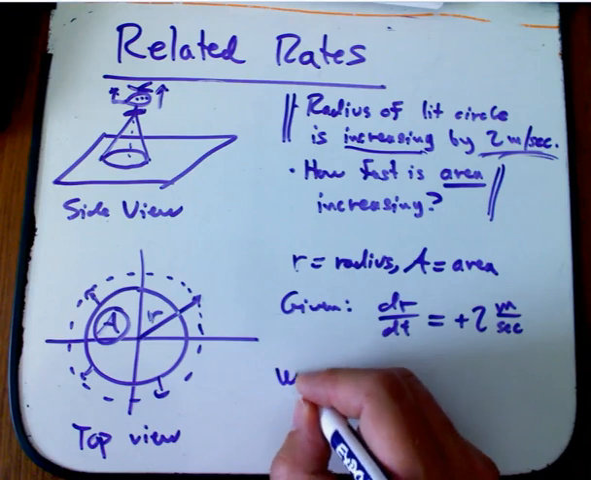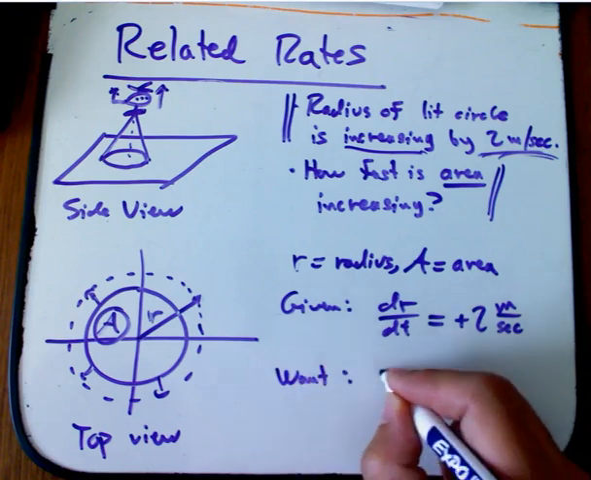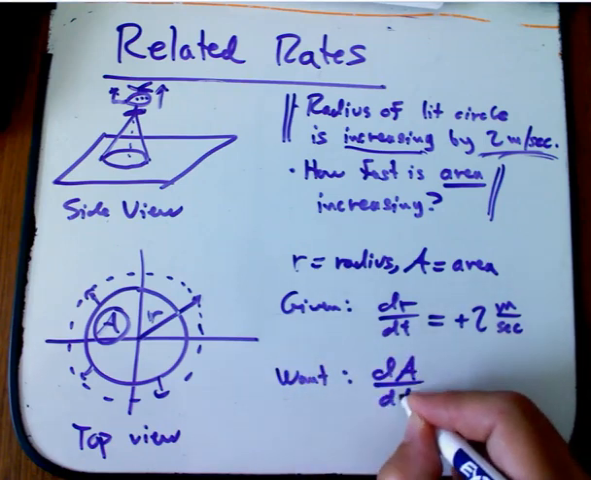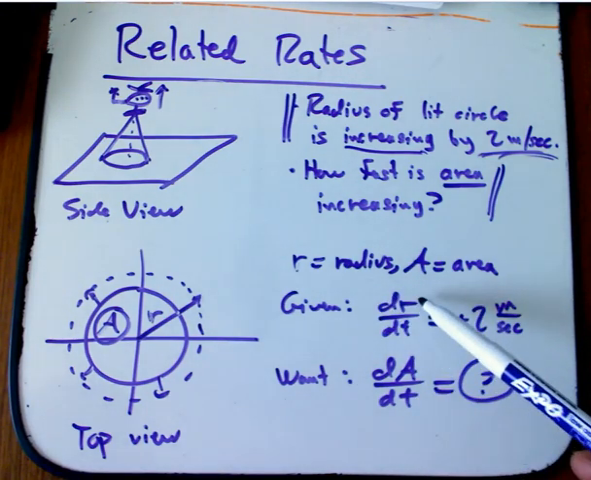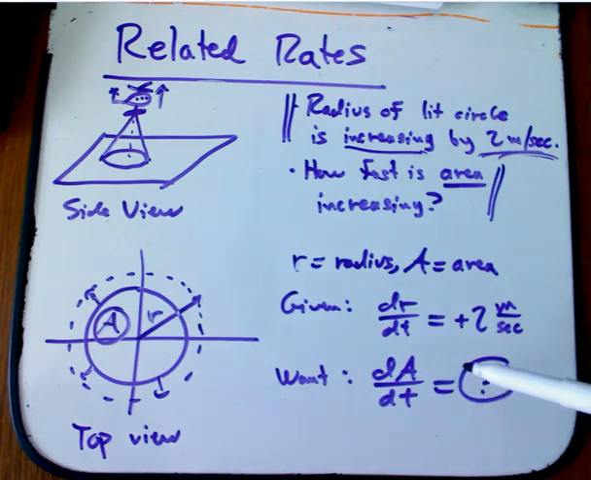And we want dA/dt. That's the rate we want to find. This is a fairly simple example where there's really only going to be those three variables: the time, the radius, and the area. And in other ones, there might be even another variable.